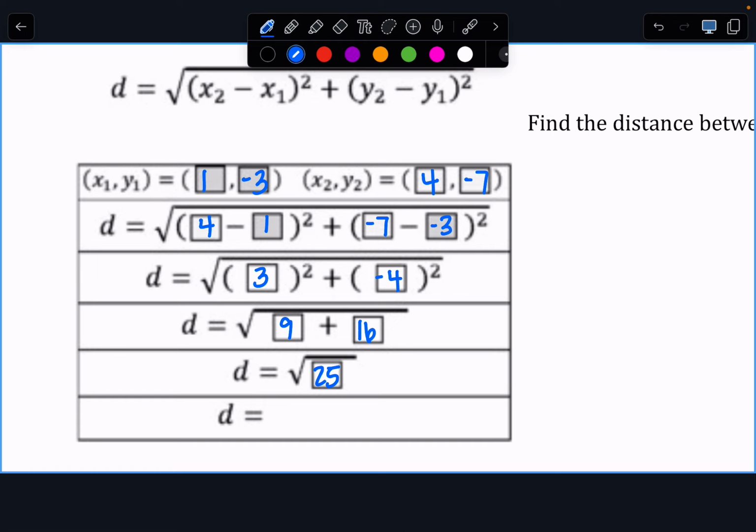Oh, this one's a square root of 25, which means my answer is what? There you go. All right, page 3, page 4, let's go.